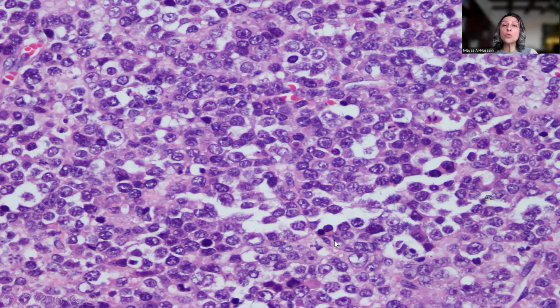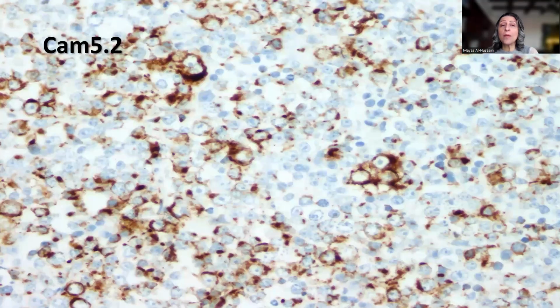So the differential diagnosis here includes lots of entities. Germ cell tumors definitely enter into the differential diagnosis. Lymphomatous or hematolymphoid malignancies enter into the differential diagnosis, as well as different types of epithelial tumors, including neuroendocrine carcinoma. And this is the CAM 5.2 showing this diffuse strong positivity with a tendency for dot-like cytoplasmic staining. Excellent clue to the potential diagnosis of a neuroendocrine carcinoma.